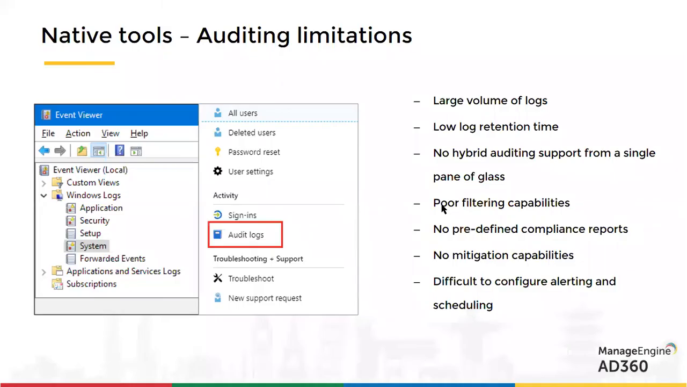So there are a lot of problems when it comes to auditing with Active Directory and Azure Active Directory. The major problems are lack of filtering and lack of searchable capabilities. The logs fall under separate locations; they do not fall under a single location. And of course, once something suspicious or malicious happens, once you find out that there's something fishy going on, you cannot set up a mitigation action.